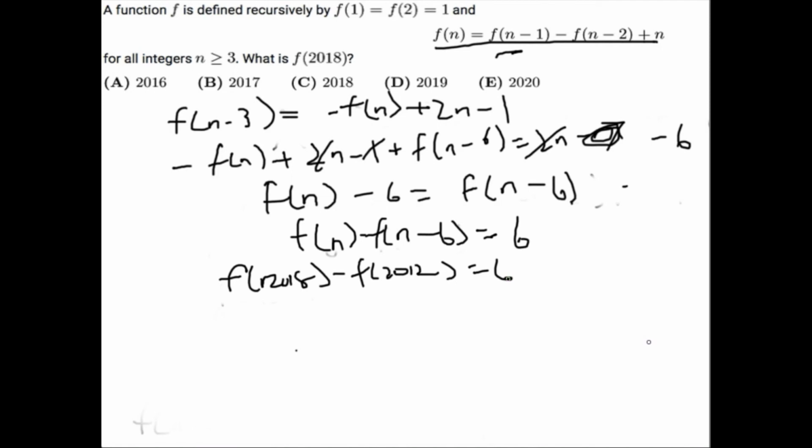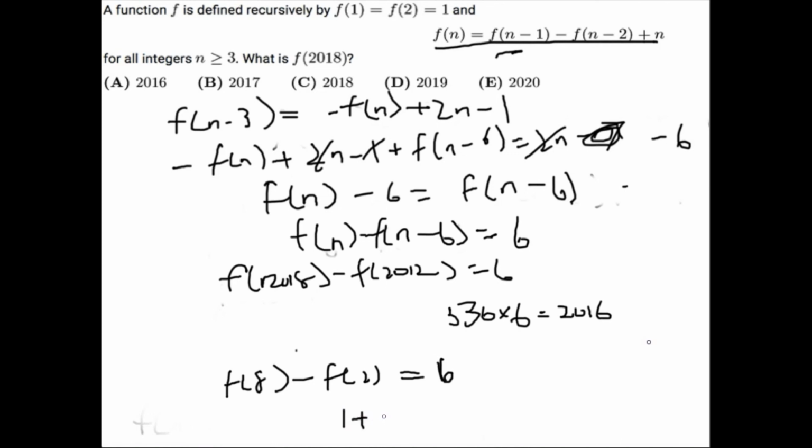And it turns out if we go down 336 sixes, we're going down by 2016. And eventually we'll have f of 8 minus f of 2 is equal to 6. And since f of 2 is equal to 1, we basically just add back the 336 sixes to go back to f of 2018. And this is going to be 2017, which is B.